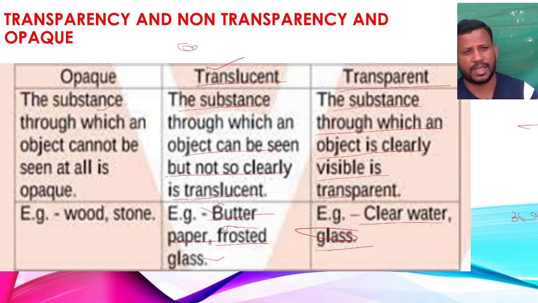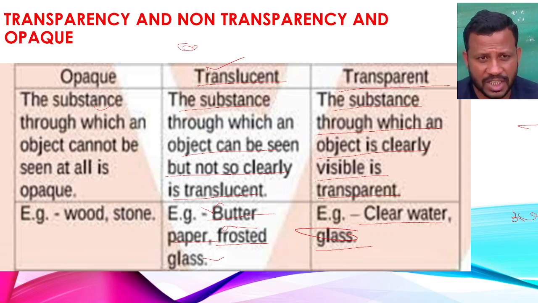Today we discussed how objects differ from each other, and how we make categories of the substances according to their appearance and their properties, like soluble and insoluble, according to their transparency properties, non-transparency properties, and opaque properties. We discussed all these points in this class.